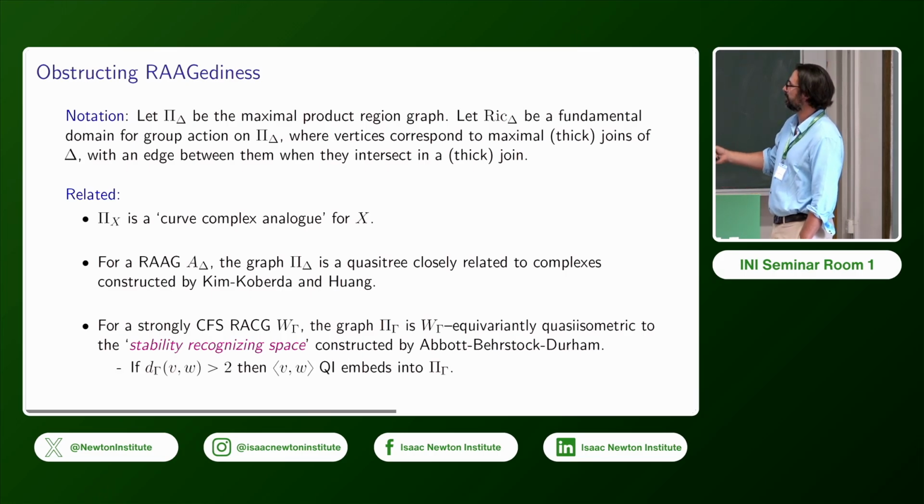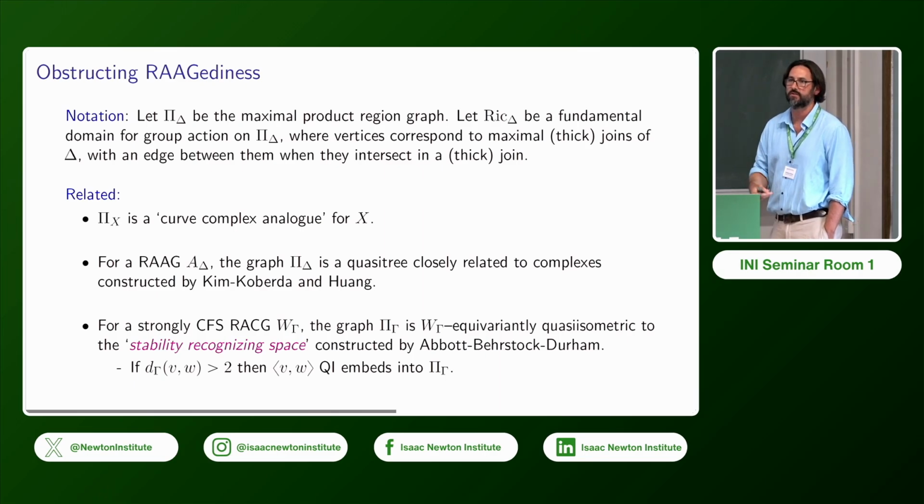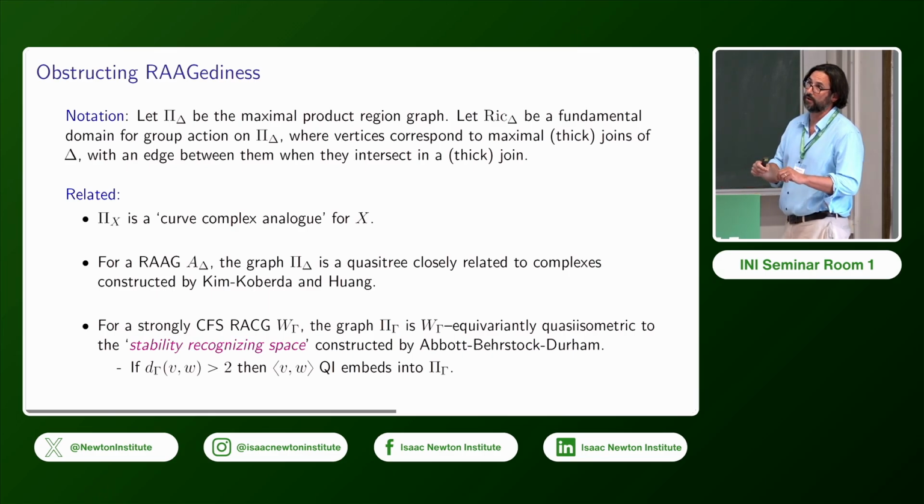What we get from knowing that you're quasi-symmetric to a stability recognizing space is that you are also a stability recognizing space. So in particular, if I take two vertices and their distance in the graph is more than 2, or even more generally, if they are not the diagonal of some square, then the infinite dihedral group that they generate should QI embed into this maximal product region graph.